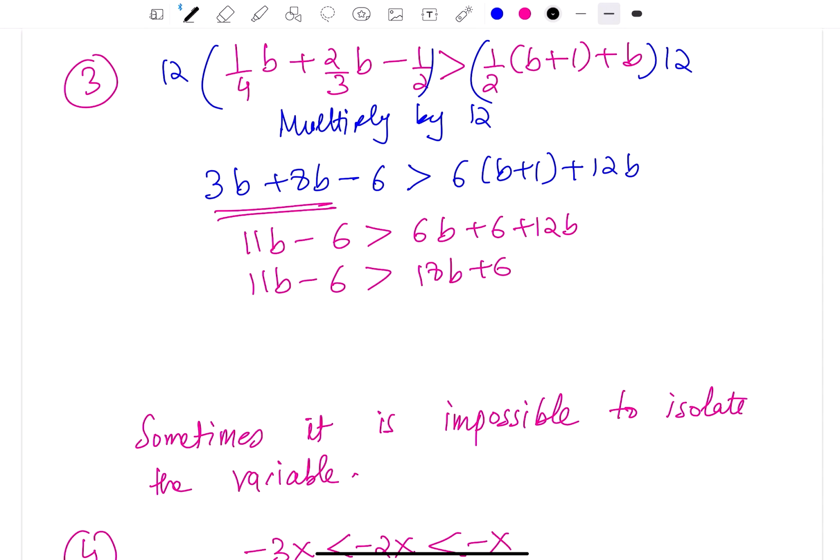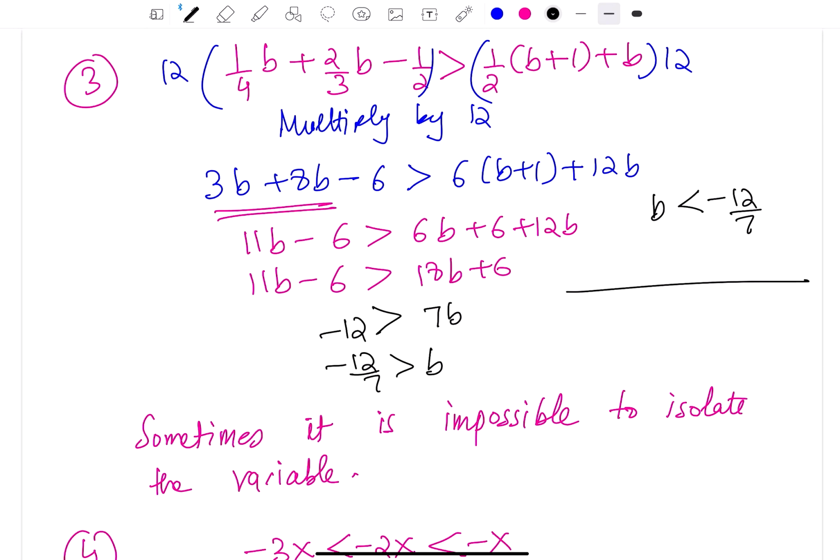Let's bring the b's to one side. I'm going to take them to the right-hand side because that will keep my b's positive. 18b minus 11b will be 7b. And I'll be bringing 6 to the left-hand side, so I'll be subtracting 6 from both sides. Negative 12. Now divide both sides by 7. Negative 12 divided by 7 is greater than b. Or we can say b is less than negative 12 divided by 7.